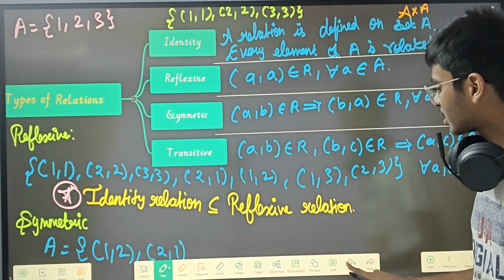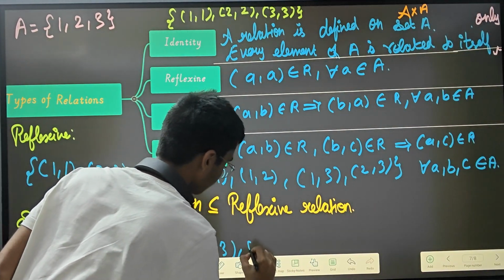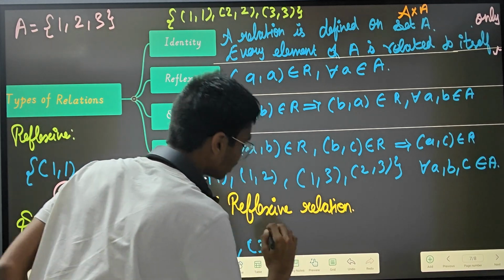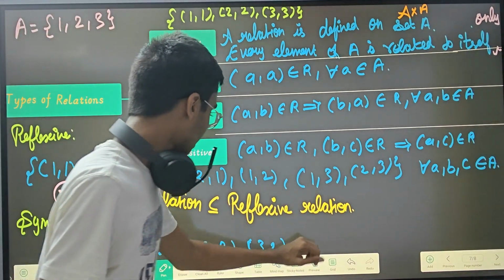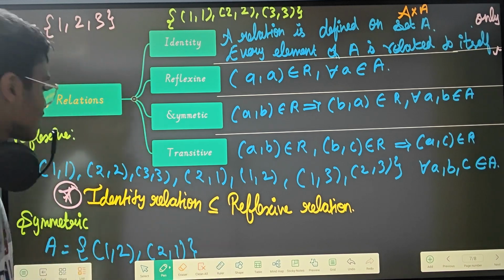There is no such condition like everything should be there, like 2 comma 3, then 3 comma 2, everything should be there. There is no such condition. Only one is enough to be symmetric.